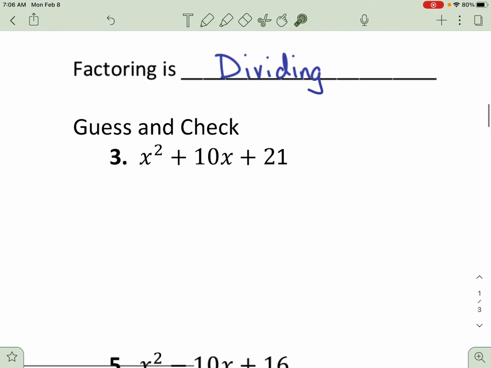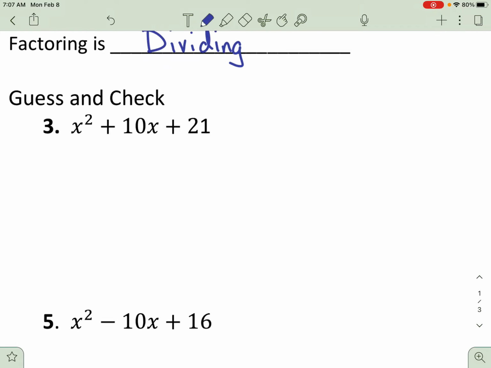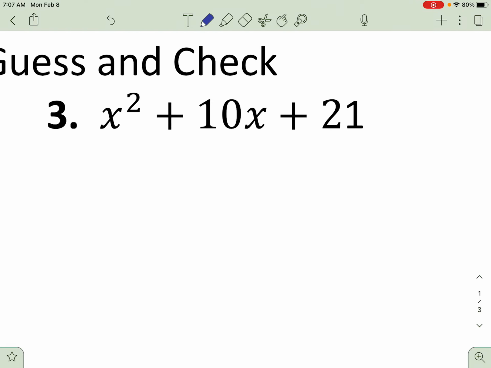So as you can see, we just expanded it to this, and now we're going to work backwards. So for guess and check, there are 2 different methods we're going to teach you. There are actually a lot more. There's the Berry method, there's split the middle terms, there's a lot, but you're welcome to look at any of those. I'm just going to teach guess and check and box method because they're the quickest once you get skilled and have practiced enough.